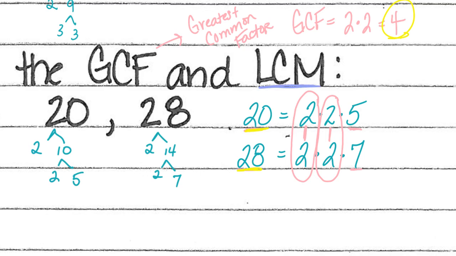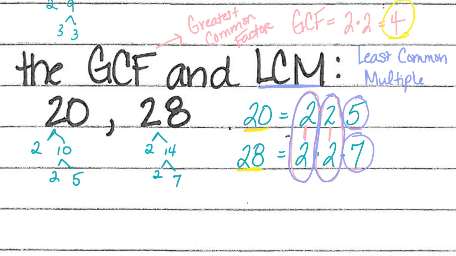Now, the least common multiple is a little different, but we can almost use the same process to get there. We've already circled our two 2's in common, so everything else I'm going to circle alone. So I know that the LCM is going to be 2 times 2 times 5 times 7. Because the LCM is the least common multiple, meaning 20 can go into this number and 28 can go into this number.